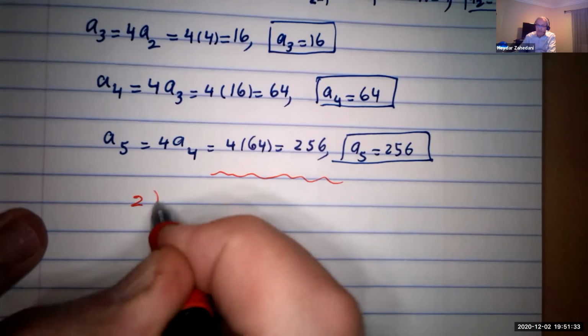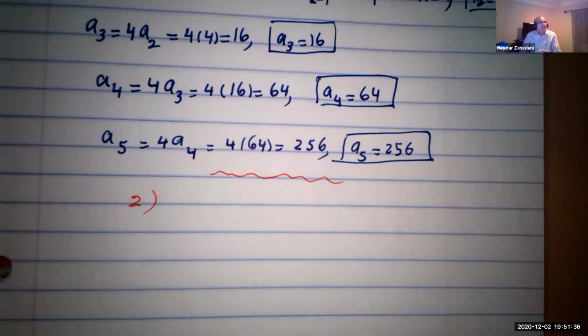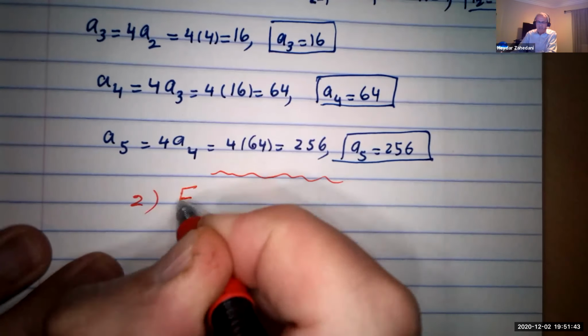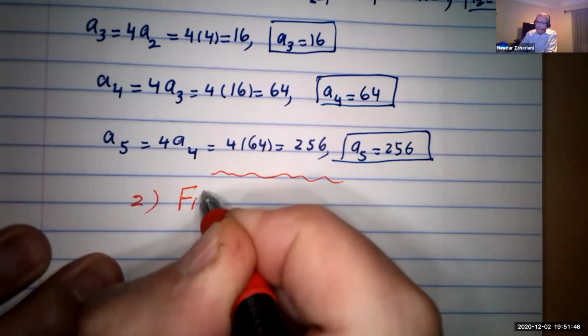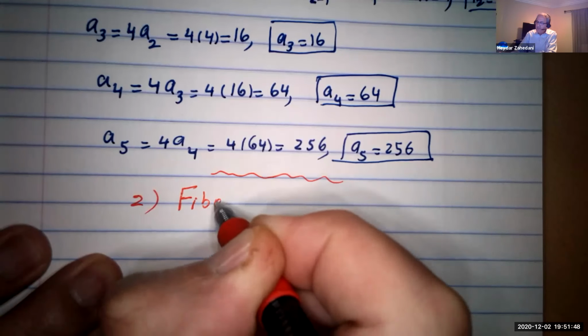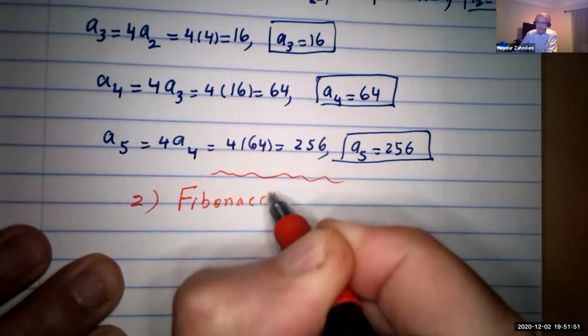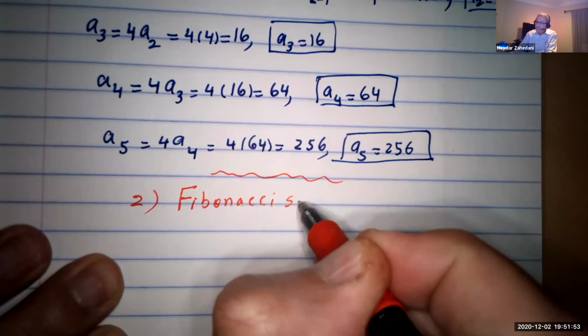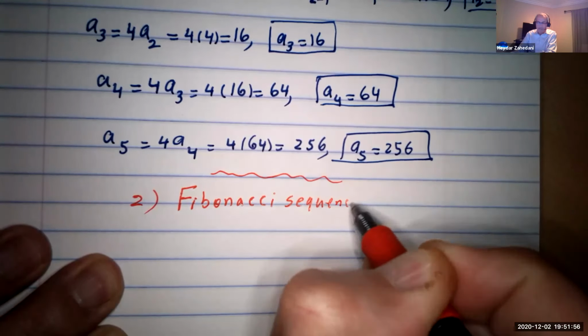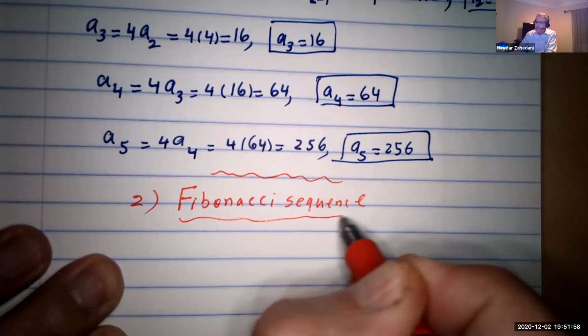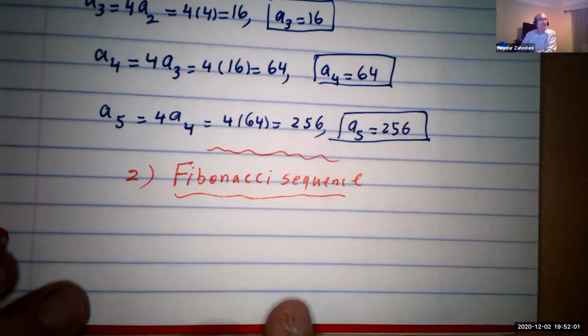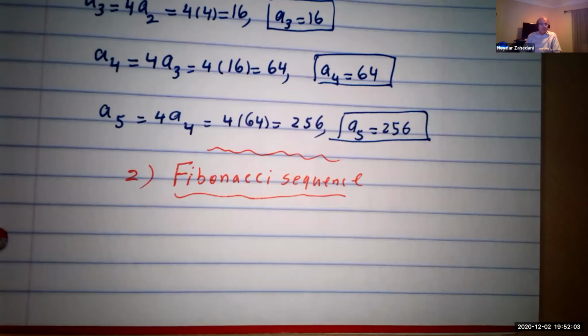And this is the most popular one. This most popular one is called the Fibonacci sequence. You have to know this one by name. Fibonacci was a famous Italian mathematician who created this sequence, and today it's used all over the place. Okay, Fibonacci sequence. Now, what is the Fibonacci sequence?